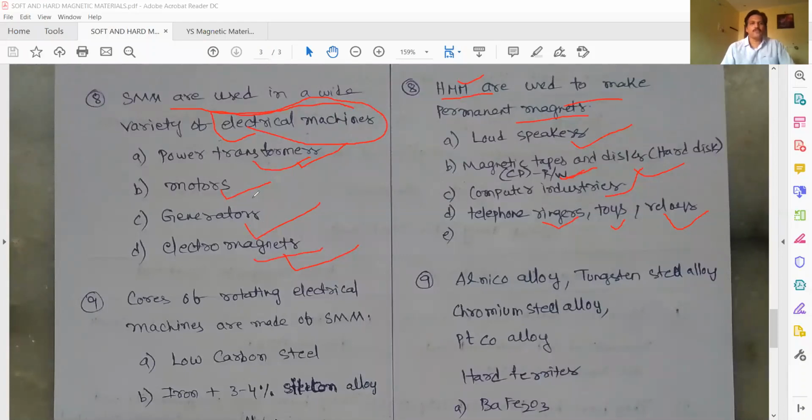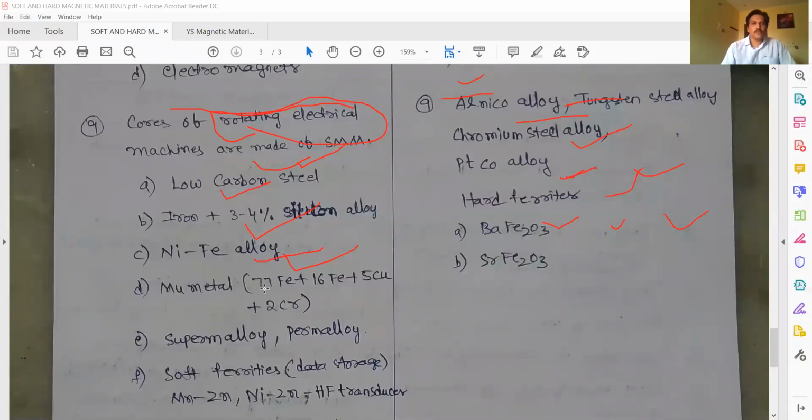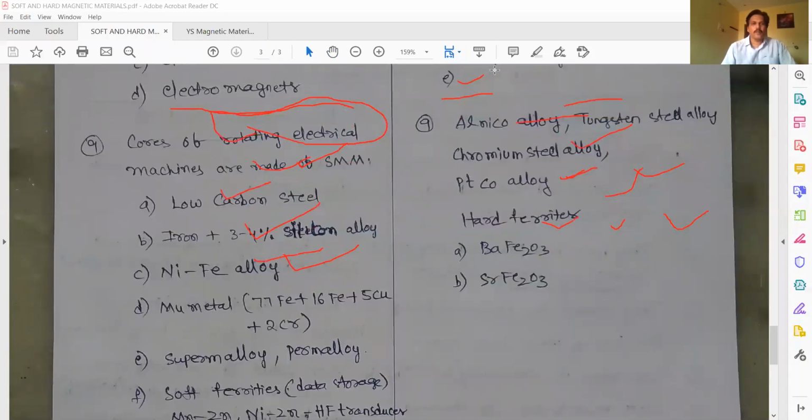So what type of materials are we using? We are saying soft and hard. What are the names of the materials? The cores of rotating electrical machines are made of soft magnetic materials. What is the soft magnetic material? Carbon steel, low carbon steel. Steel is an alloy. Low carbon means carbon is 0.05%.